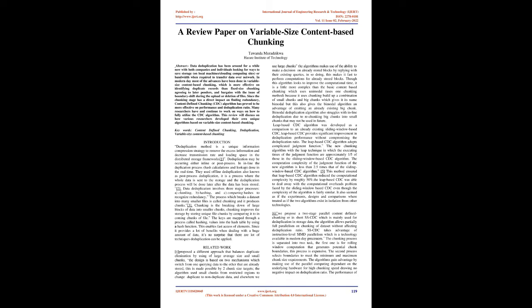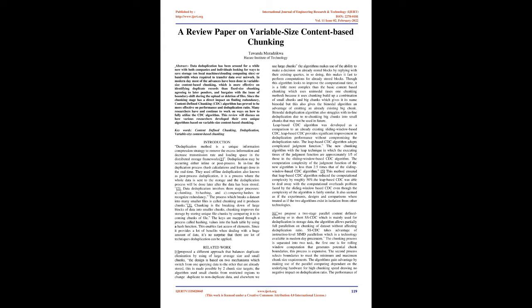2. Data deduplication involves three major processes: A. Chunking, B. Hashing, and C. Comparing hashes to recognize redundancy. The process which breaks a dataset into many smaller files is called chunking, and it produces chunks. 3. Chunking is the breaking down of large blocks of data into smaller chunks. Chunking improves storage by storing unique file chunks, comparing them to incoming chunks of files. Keys are mapped to values in a hash table by using a hash function, through a process called hashing. This enables fast access of elements.